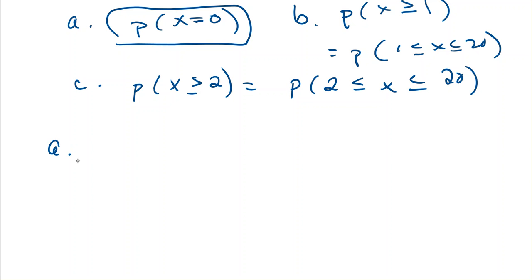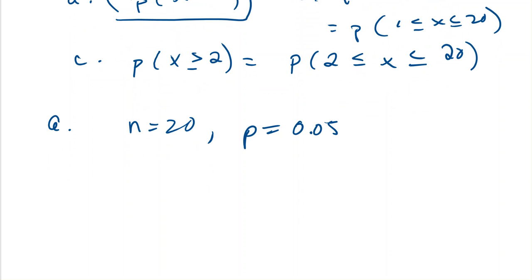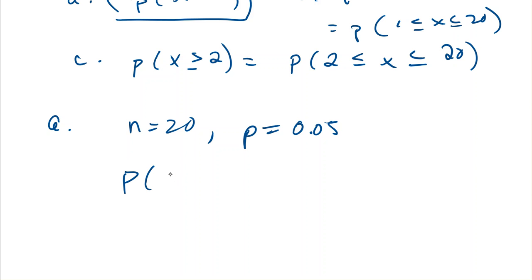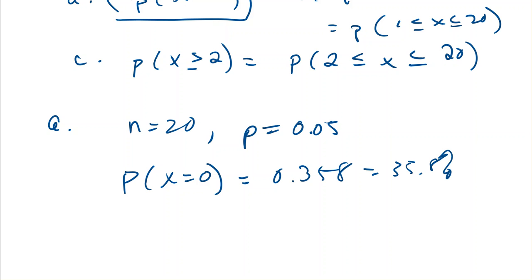So part A. We know that n equals 20, p equals 5%. First of all, you've got to see if a table is available. If not, then you have to use Excel. Let's go to our table. Here's our binomial probability table, and n equals 20 is available. It's here, and 5% is here. So we look up x equals 0, and we find it to be 0.358 or 35.8%. So the probability that x is equal to 0 must be 0.358 or 35.8%.